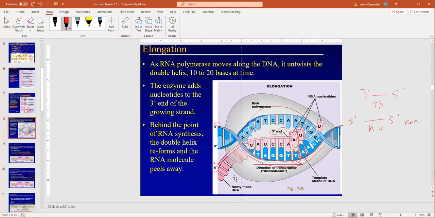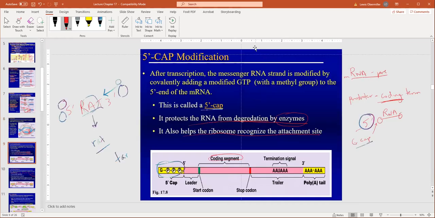And then it continues to do that until it hits that terminator, which is actually a physical structure called a hairpin, which knocks the polymerase off. And that's termination. Once that's made, remember we modify the cap.